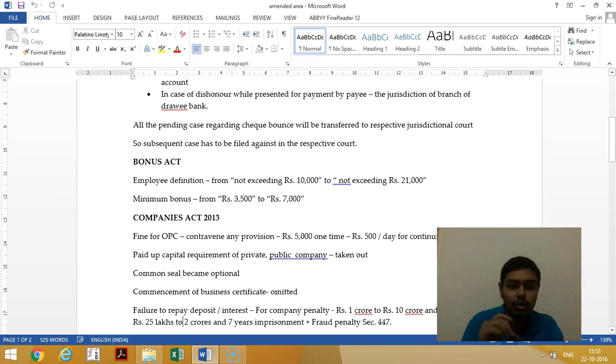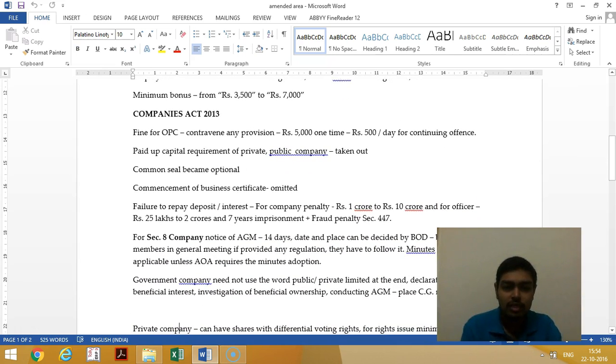Now coming to the Bonus Act, the employee definition, which earlier was just 10,000 rupees, has now been increased to 21,000 rupees. The minimum bonus, earlier 3,500 rupees, has been increased to 7,000 rupees. Now we will come to the Companies Act 2013.